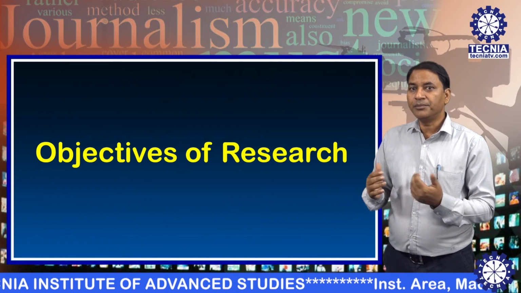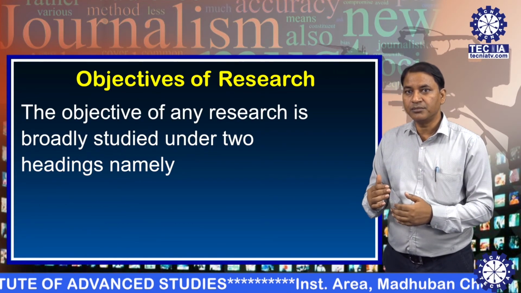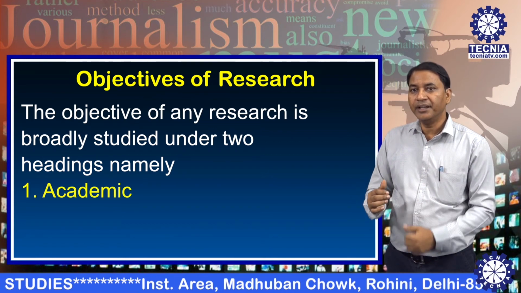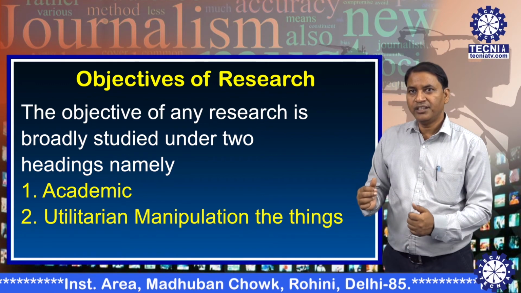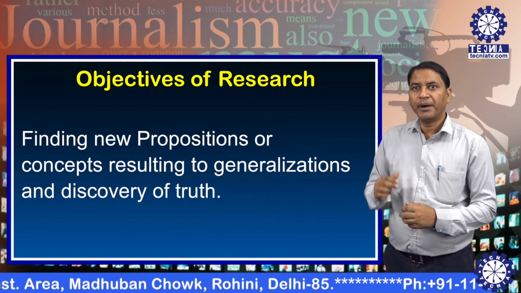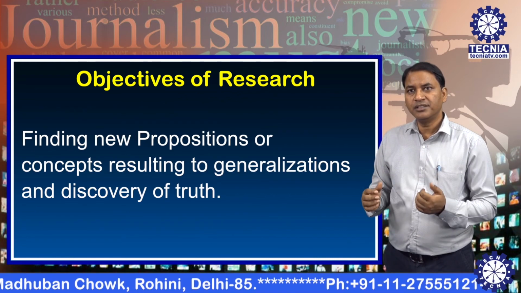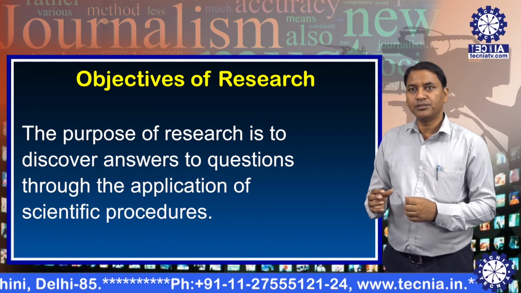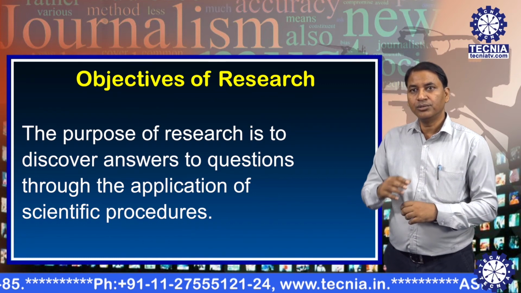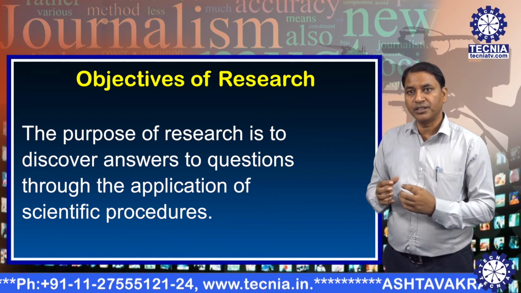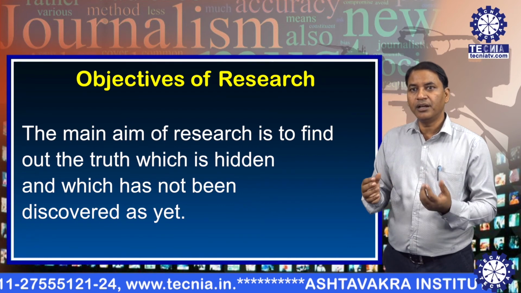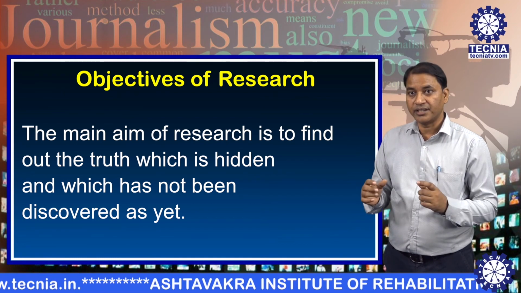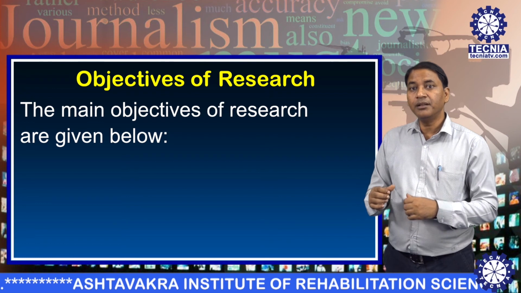Objective of research. The objective of any research is broadly studied under two headings, namely number one, academic, and second, utilitarian: manipulation of things, finding new proposition or concept resulting in generalization and discovery of truth. The purpose of research is to discover answers to questions through the application of scientific procedure. The main aim of research is to find out the truth which is hidden and which has not been discovered as yet. The main objectives of research are given below.